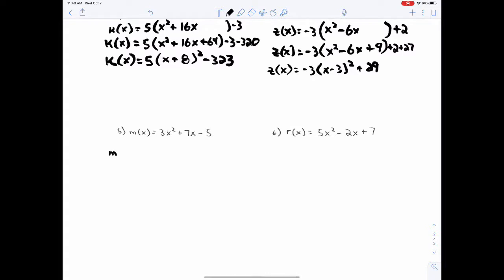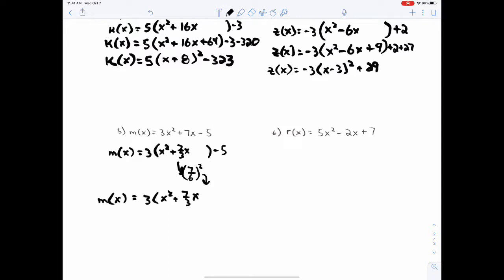Okay, so we have m of x. And again, give it your best shot on your own and then try it. Let's take out the 3. So what does that become? X squared plus 7/3 x. Now you cut this in half, and that makes it 7/6. And then you square it. So you get 49/36.